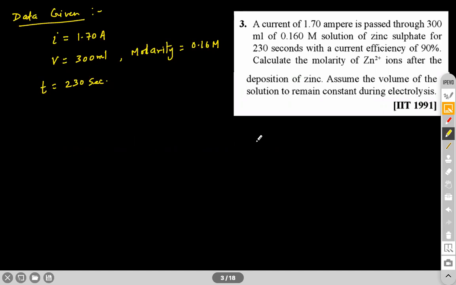If you know the amount of Zn2+ present in the solution after this deposition, then we can find the molarity, because it is already mentioned in the question that the volume is not changing. So volume is given, you don't have to do anything with volume. We just need to know the concentration, or the number of moles, of Zn2+ in the solution when deposition of zinc takes place.